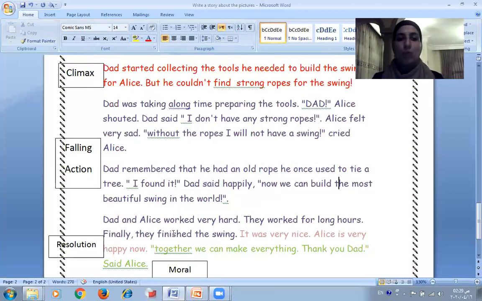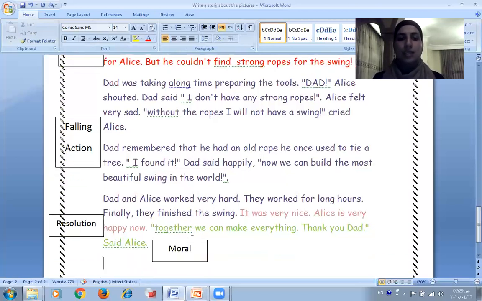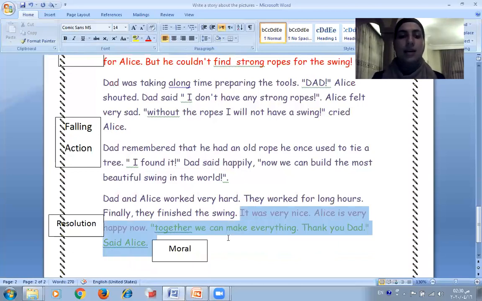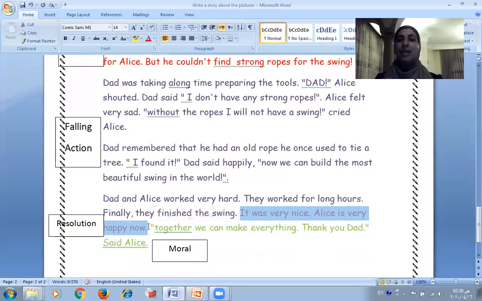Dad and Alice worked very hard. They worked for long hours. Finally, they finished the swing. It was very nice. Alice is very happy now. Now look here. It was very nice. Alice is happy now. What is this? This is how the story ended.